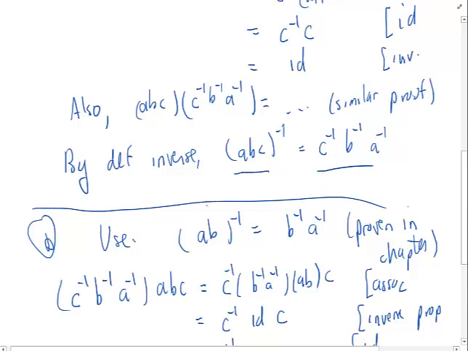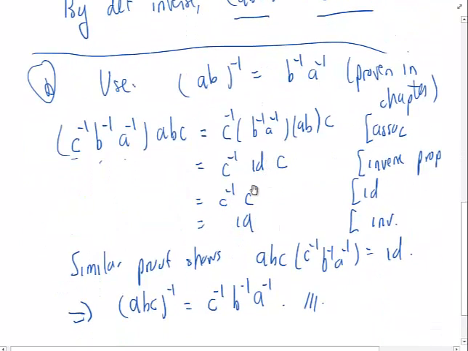Now, there's a shortcut proof because we've already proven this result in the chapter: (AB) inverse equals B inverse A inverse. So instead of doing 3 applications of the inverse property, we only need 2. The way that works is as follows. Here I have C inverse, B inverse, A inverse times ABC. I reassociate this way, and then because B inverse A inverse is the inverse of AB, I can cancel that out and make that the identity. Then I use the identity property to make the identity go away, and then I use the inverse property.